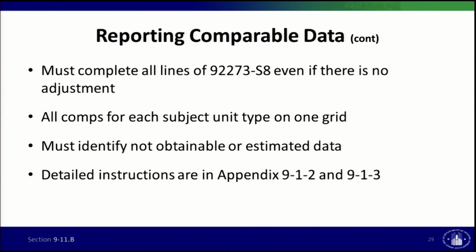You can find the detailed instructions for reporting the comp data in 9-12 and 9-13. Once you've completed the reporting of the data, then you have to begin the process of determining the adjusted rent for each comp.